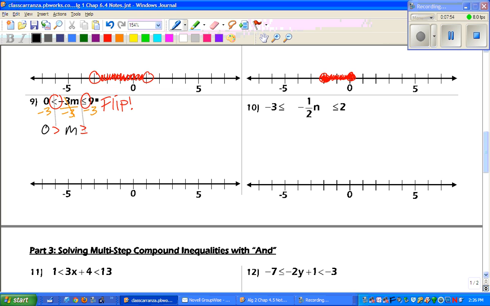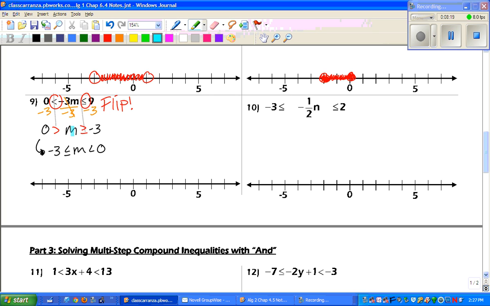0 divided by -3 is 0, and 9 divided by -3 is -3. Okay, but now we have to write these in numerical order. We have to have the -3 first, then the m, and then the 0. And pay attention to which way your symbols are going. You can't change an inequality symbol.